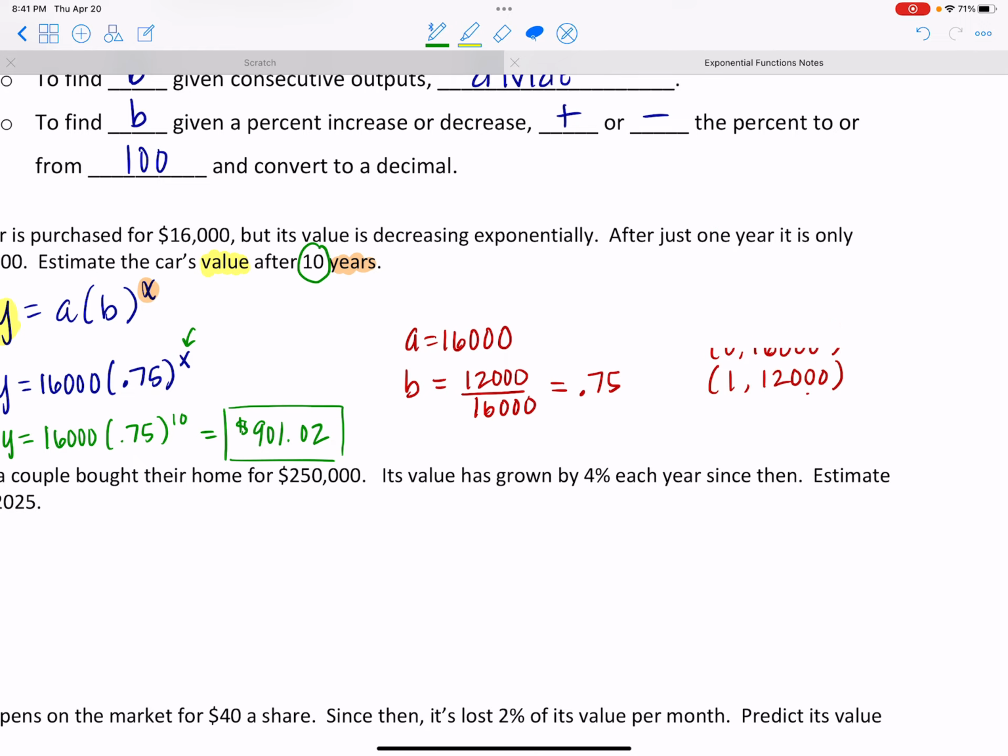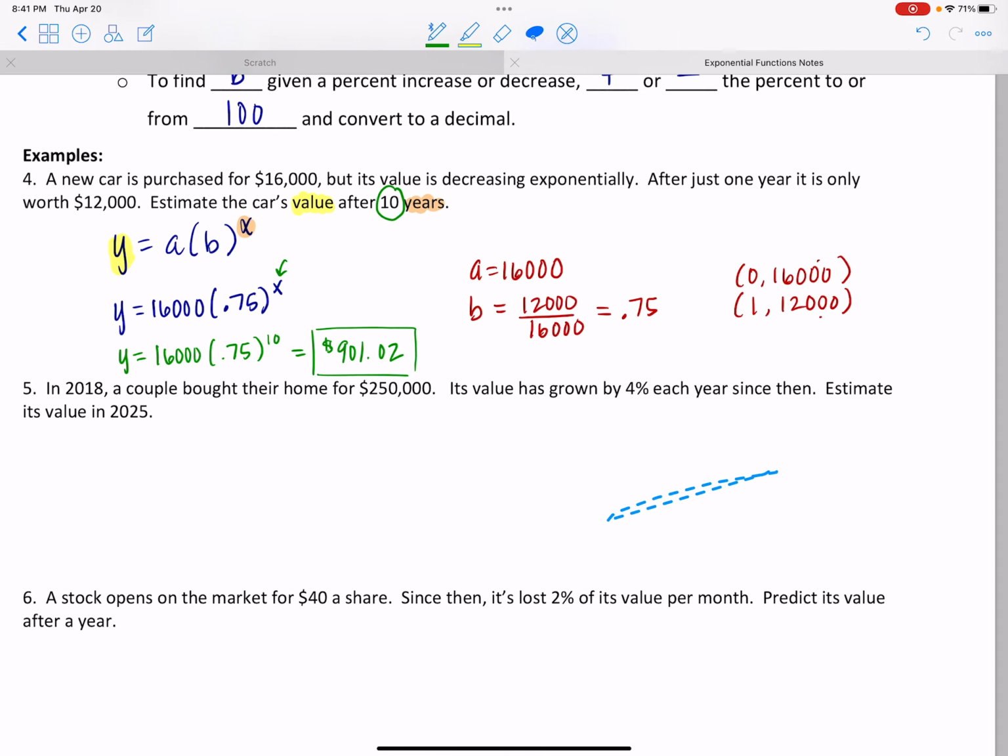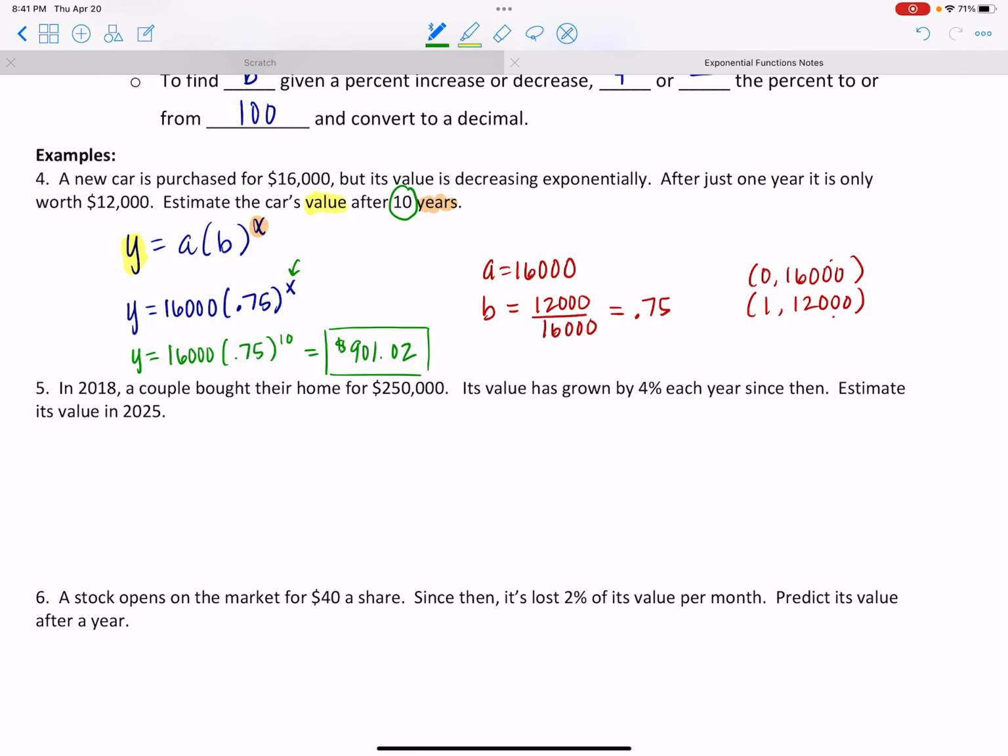Okay. Alright, so let's try another one. In the next example, it says in 2018 a couple bought their home for $250,000. Its value has grown by 4% each year since then. Estimate its value in 2025. So again, my goal would be to write a function and then use it to try to estimate the value.